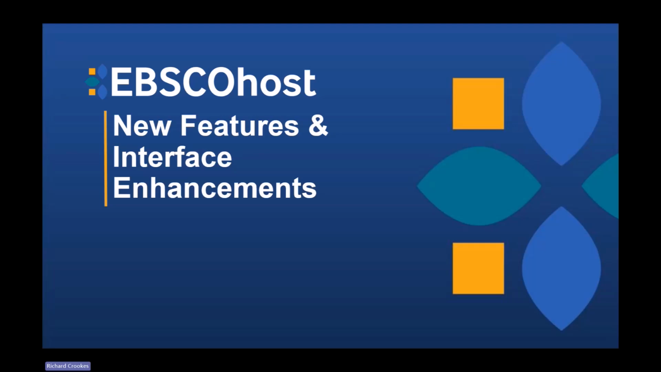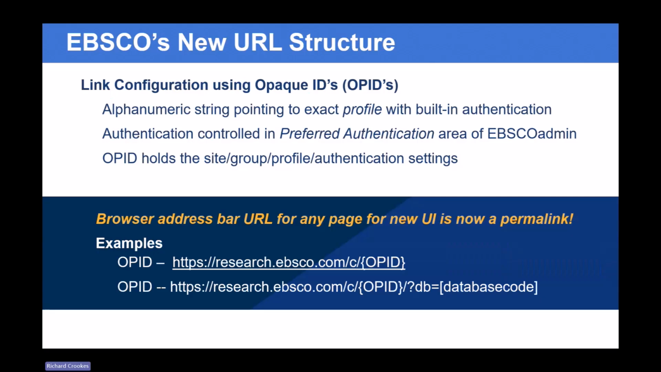And now we just take a review of some of the recent features and enhancements to the interface, some of which I'm sure some of you are already familiar with, maybe already aware of. Certainly if you've attended the CINO session, we've covered this as well, but there are some additional things. So the first thing is the EBSCO's new URL structure. So this is in contrast to what you used to do before, because now the browser address bar URL for any page is a permalink.